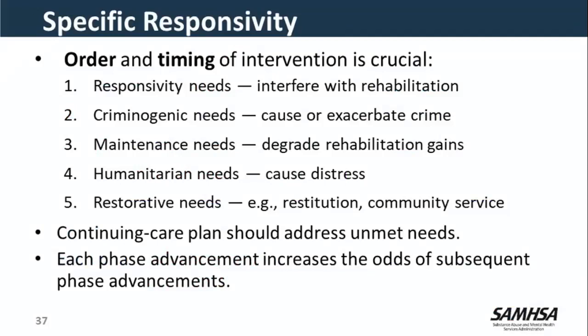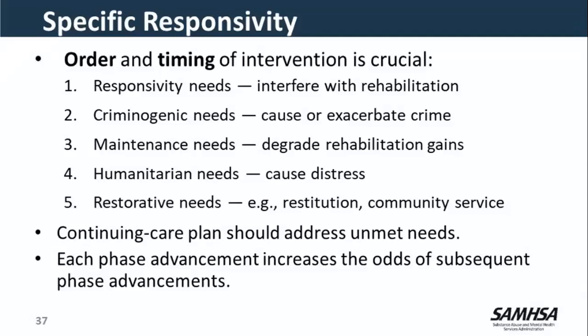Responsivity needs are the needs that interfere with rehabilitation. They're the things that if you don't address them right away, you can't get to anything else. If someone's homeless, there's no point in talking about their criminal thinking. If someone's homeless, there's no value in talking about their substance use. If somebody is suffering from severe mental illness, you have to stabilize the case so that they can then respond to the treatment focusing on their criminogenic needs.